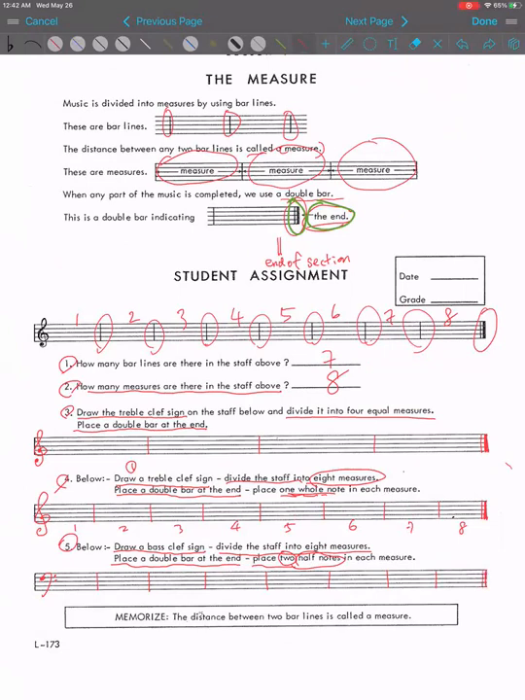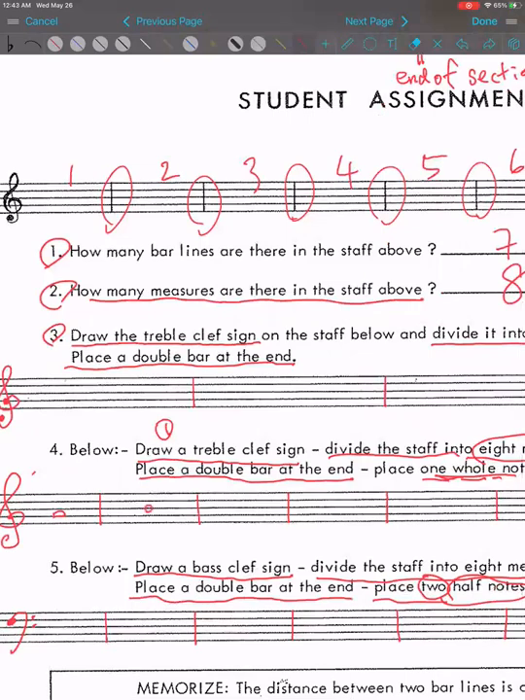Oh, I just forgot something. So here, in question 3, we forgot to put a whole note in each measure. So now we're gonna do it. Yeah, I always come back to check. So we can do random whole notes. Remember the whole note needs to be either on a line or space.